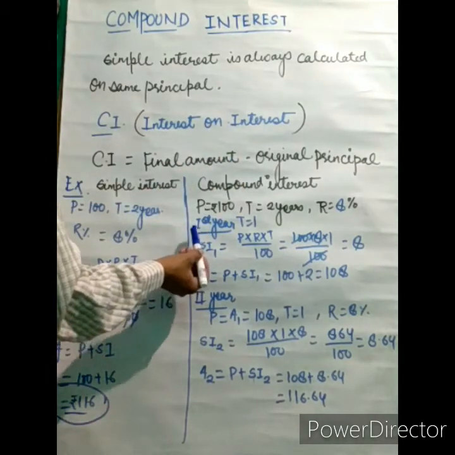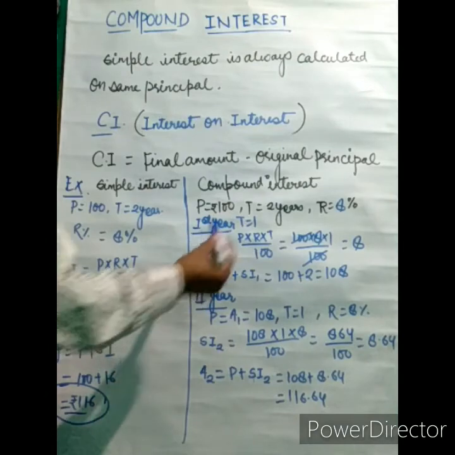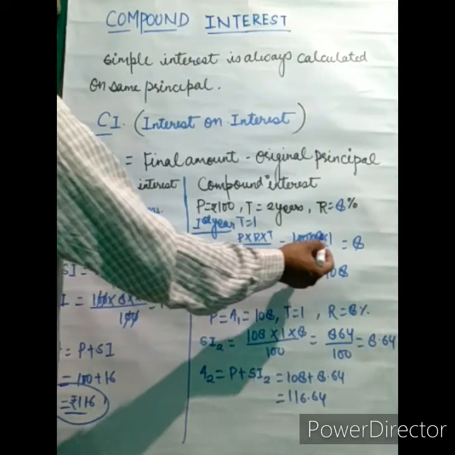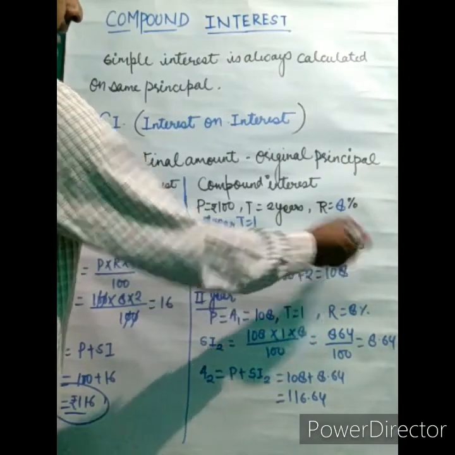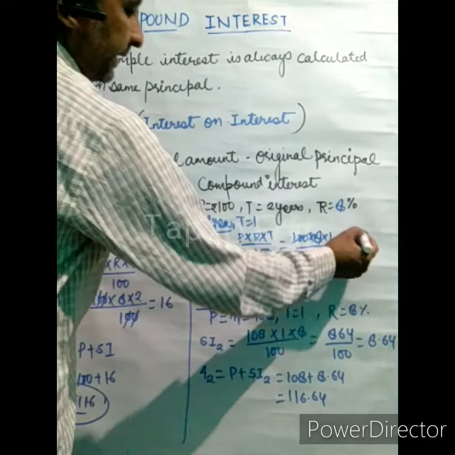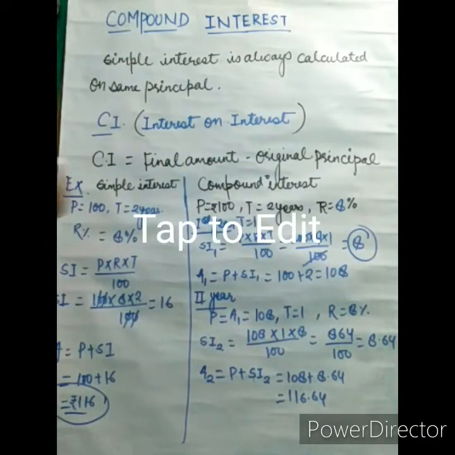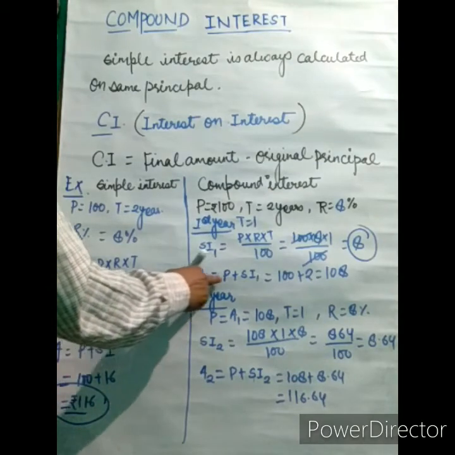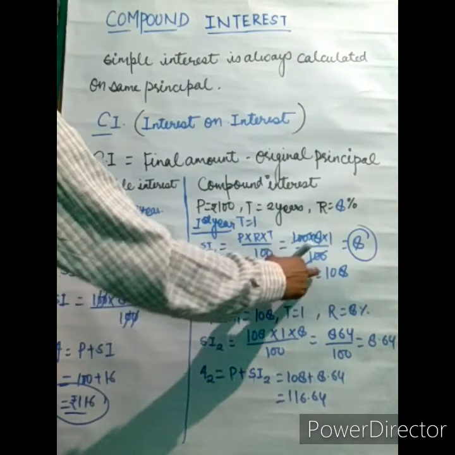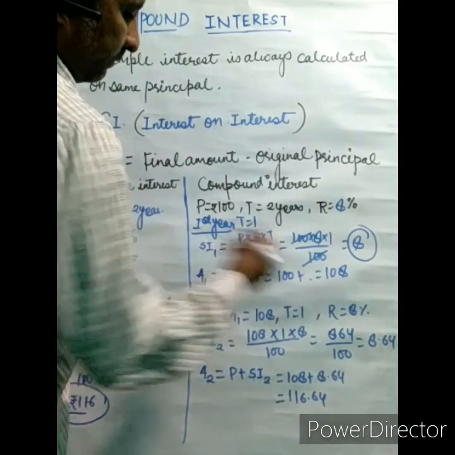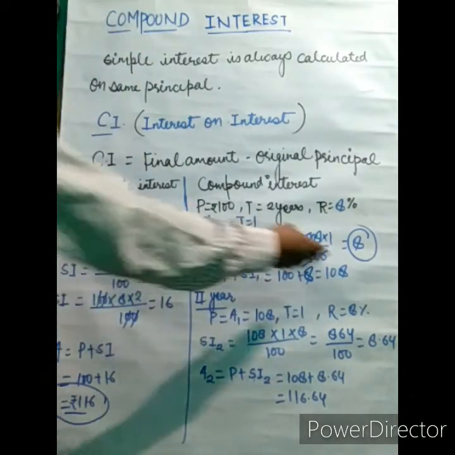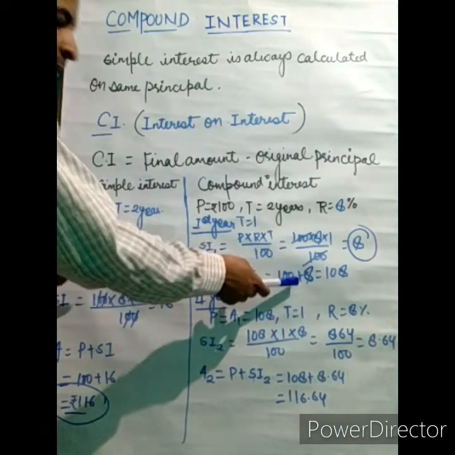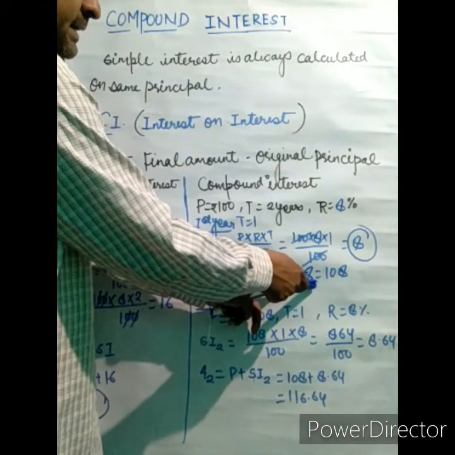Now you can see how it will change. For the first year, time equals 1 year, principal equals 100 rupees and rate is 8%. So I have written 100 into 8 into 1, 100 cancels, giving 8 rupees. So for the first year the interest is 8 rupees. Now at the end of the first year, I find A1, the amount at the end of the first year: principal plus SI, 100 plus 8, you will get 108. This amount is principal plus interest.